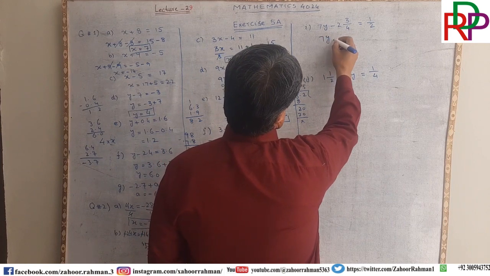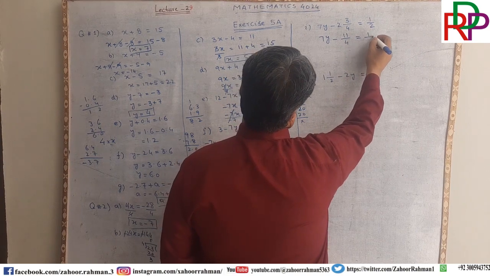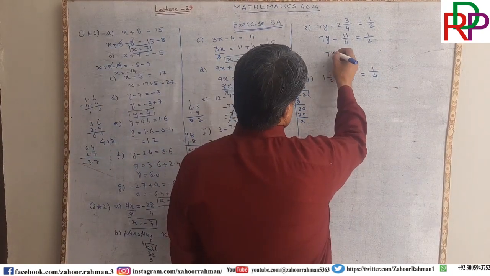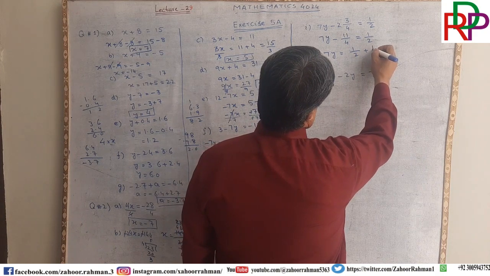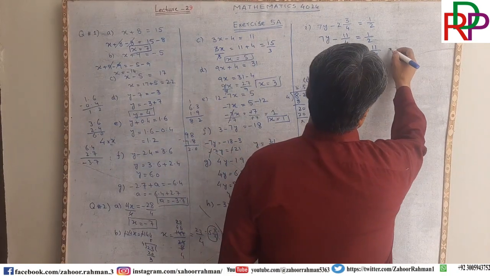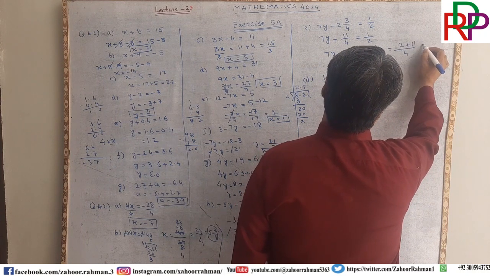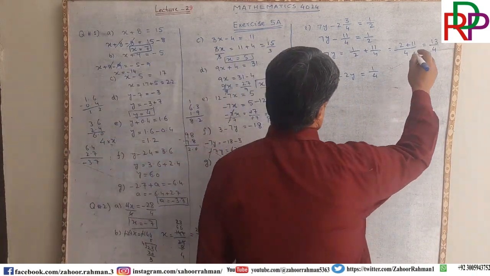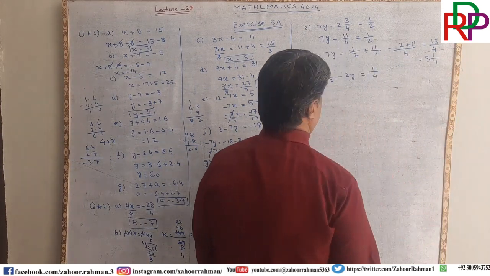First of all, I am simplifying. 4 2s are 8. 11 divided by 4 is equal to 2 whole 3 over 4. Now I am shifting this 11 divided by 4 to the other side. So now we are taking 4 as the LCM. So 2 plus 11, which is equal to 13 divided by 4. And when we divide 13 by 4, it will be equal to 3 whole 1 over 4.